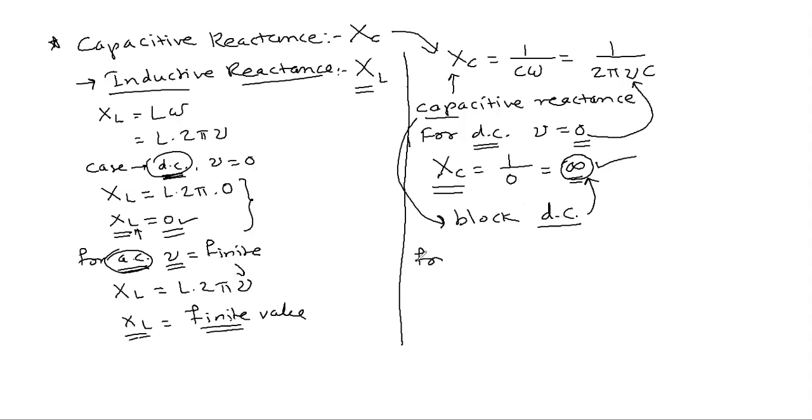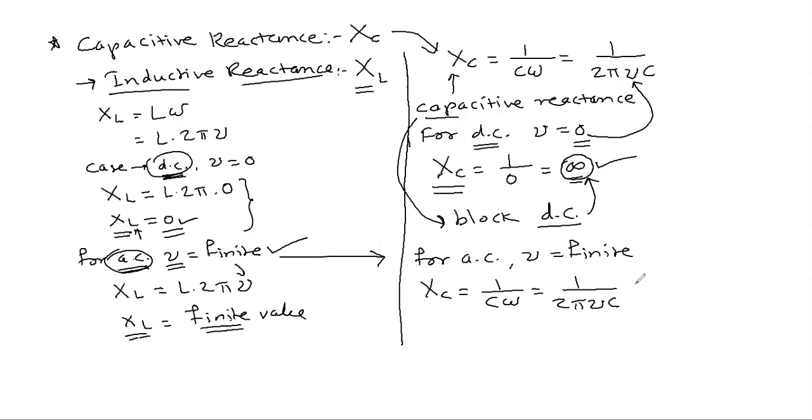Now for AC, the frequency is finite, just like in this case. For AC the frequency is finite. That means Xc is equal to 1 upon omega C, or 1 upon 2 pi nu C. All the values are present here. If you put the value of the capacitor here, and the frequency is a finite value, something like 50 Hz, then 2 pi is constant, so you will get some finite value.